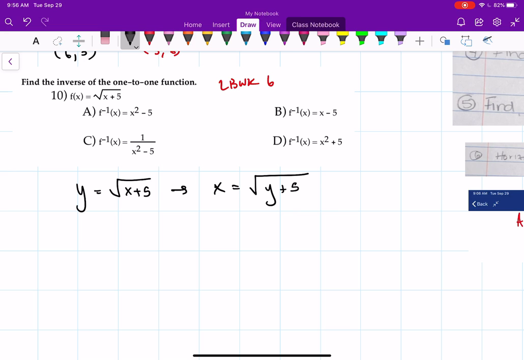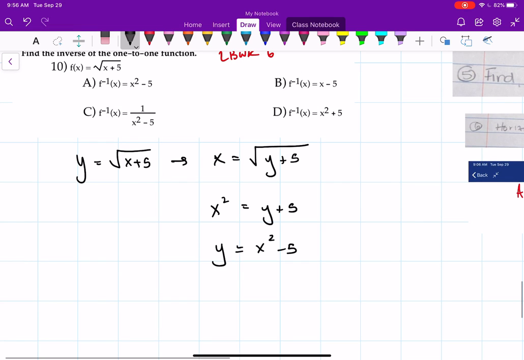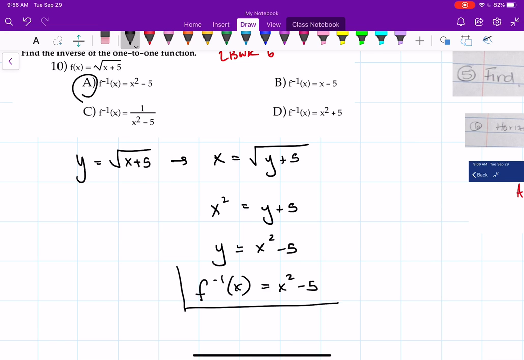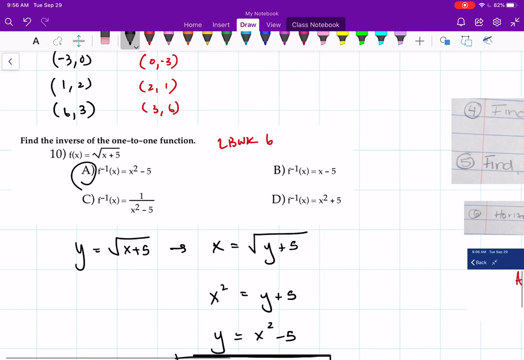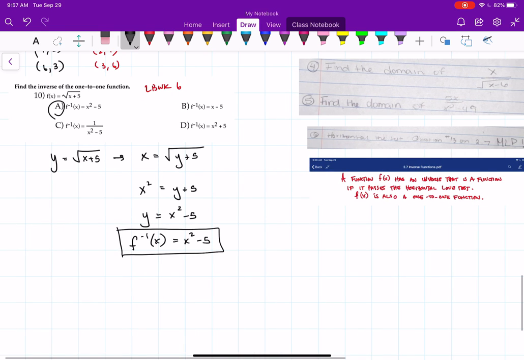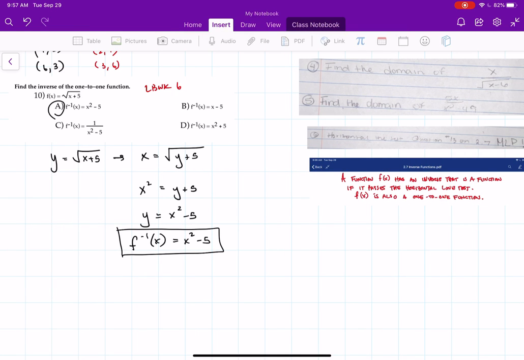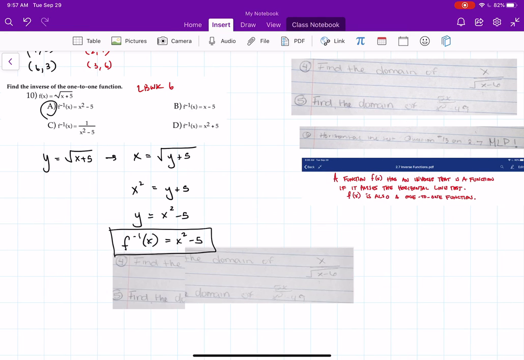If I square both sides, I have x squared is equal to y plus 5. Then y is equal to x squared minus 5, right? So my f -1 of x is going to equal x squared minus 5. Okay, so that would be my answer there, which is A. So that's how you would find the inverse of a 1-to-1. Okay, so again, now let's talk about the domain.